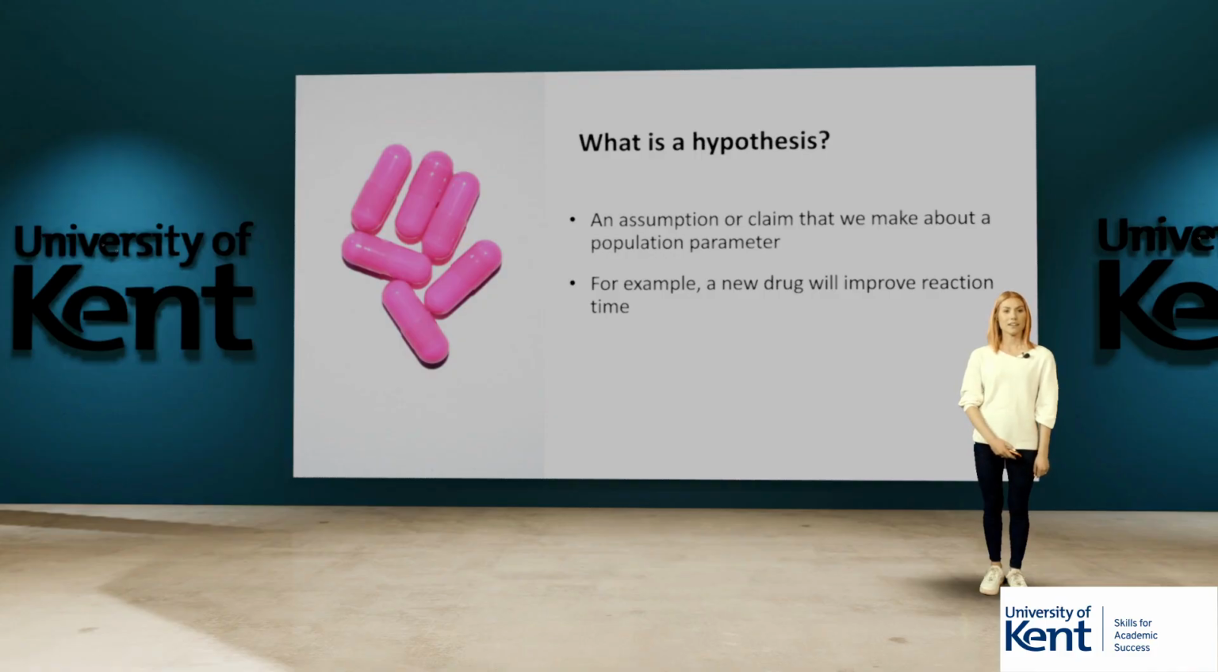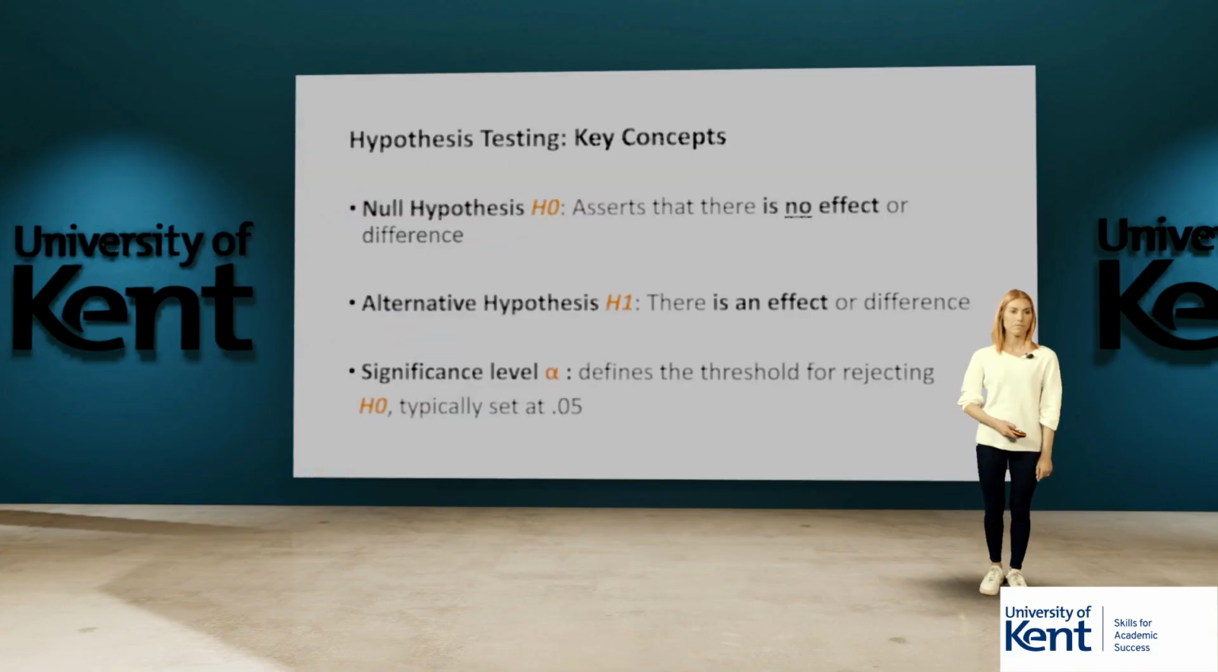In statistics, a hypothesis is an assumption or a claim that we make about a new population parameter. For example, we might hypothesize that a new drug will improve reaction time. Then we test our hypothesis to find out whether it is valid or true. To do this, we gather evidence and use it to either support or reject our hypothesis.